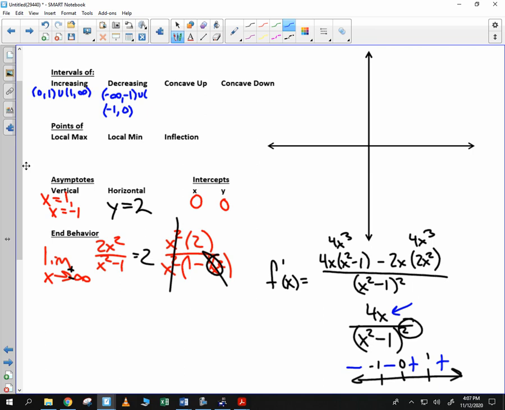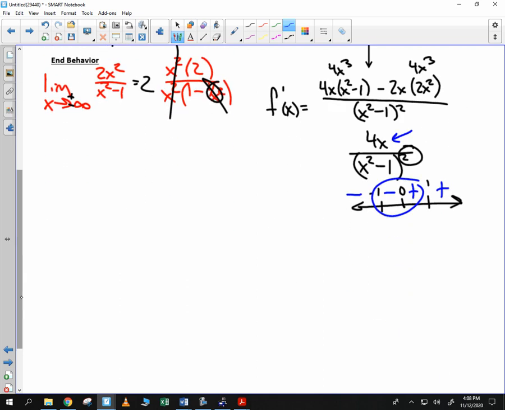It does change sign at zero. It changes from negative to positive. Therefore, that is going to be a local minimum. So at a coordinate of zero, when you plug zero into the original function, you do get zero. No local max, it does not change from positive to negative. Let's find the next derivative.